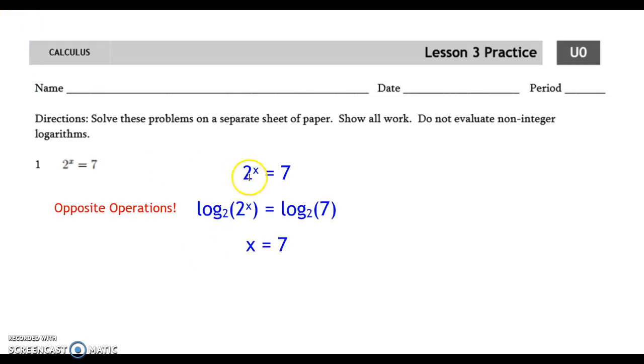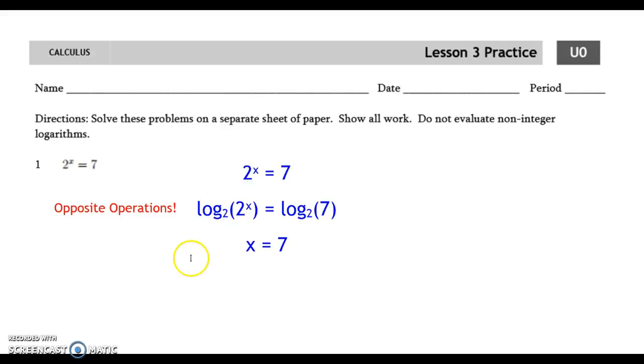Here's the answer to the first example. As you can see, we took the log base 2 of both sides because we had an exponent on base 2 here. So we chose the same base as was given to us, log base 2, because we had a base 2. Log base 2 and 2 to the power of whatever, that's an opposite operation, which means it cancels out. So log base 2 of 2 to the x just becomes x.